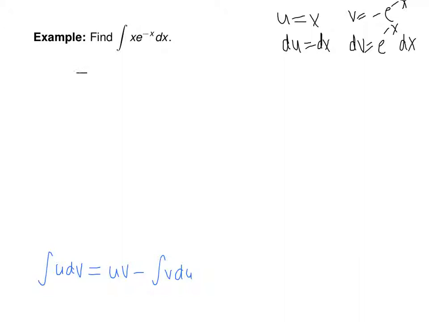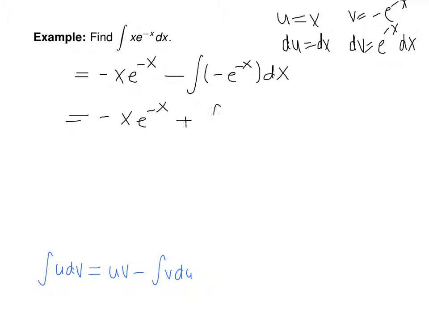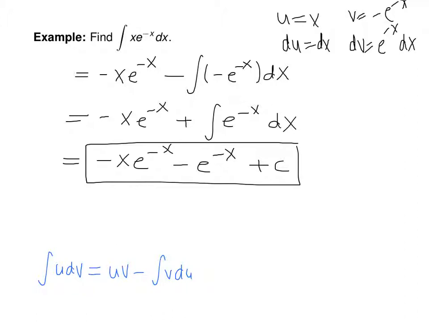So this integral is equal to negative x e to the negative x minus the integral of v du, so negative e to the negative x dx. So negative x e to the negative x plus the integral of e to the negative x. And once again, the second integral has been reduced to something you can actually handle. So negative x e to the negative x, and the antiderivative of e to the negative x is once again negative e to the negative x, plus c. And if you want to verify that's correct, you can do so using differentiation. It's not very difficult.